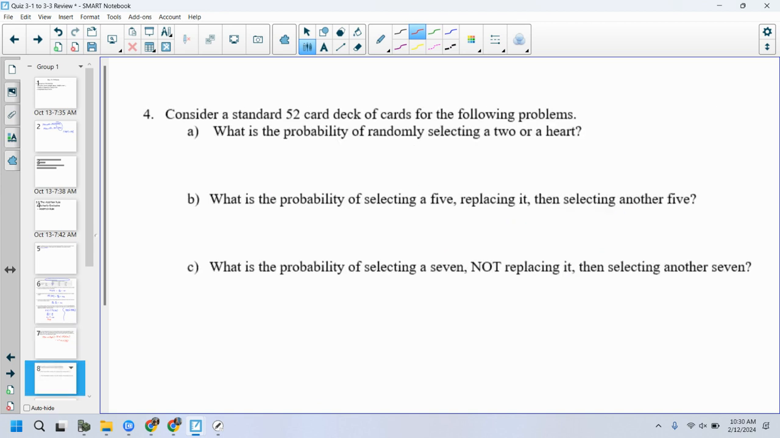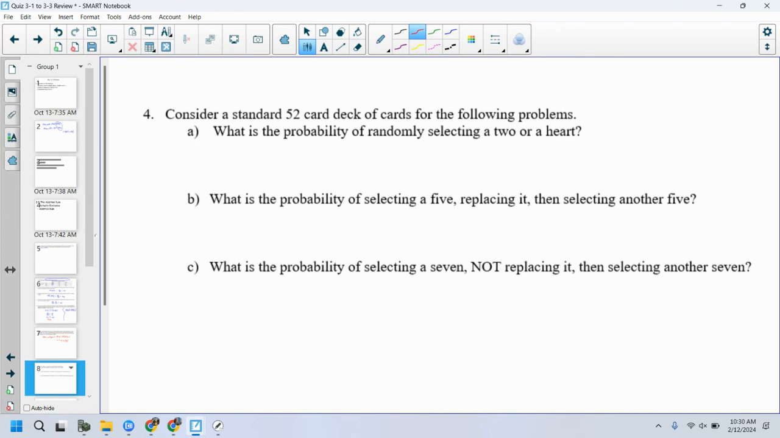All right, number 4. Flipping it over to the back. Consider a standard 52-card deck of cards with the following problems. Now, remember, in a standard 52-card deck, there are 4 suits, 2 colors. Remember, we have 13 cards in a suit. 4 suits, 52 cards. What is the probability of randomly selecting a 2 or a heart?